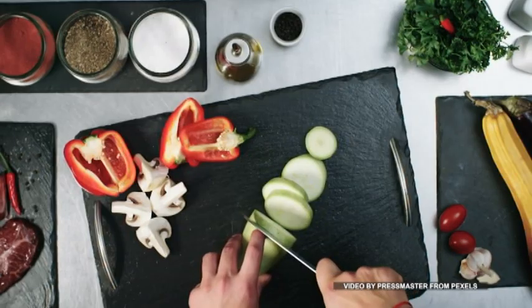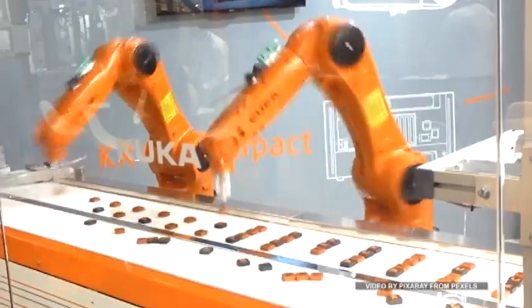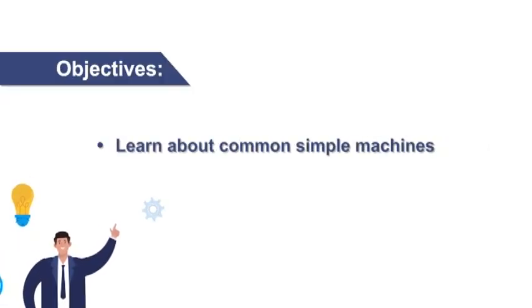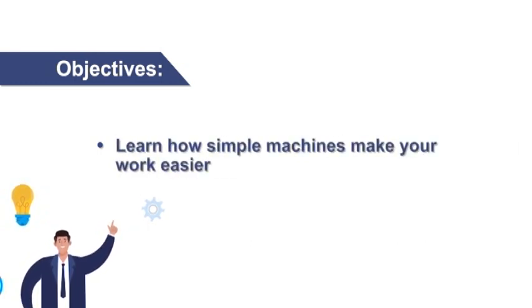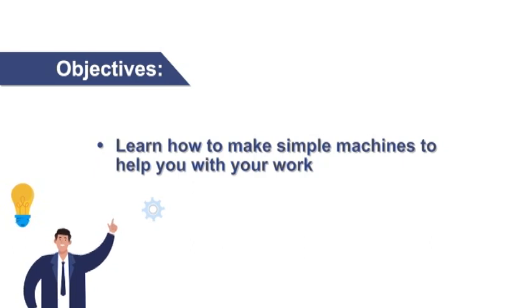At present, many things help us do things more easily. The tools we use at home, in the workplace, on the farm, and in so many other places help us do our work. This lesson will help you learn about some of these tools or machines. It will also tell you how these machines make your work easy. Finally, it will also teach you how to make simple tools to help you with your work.